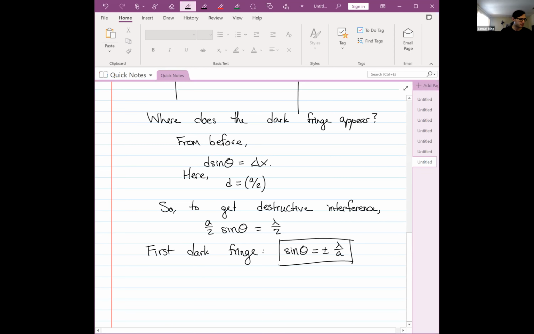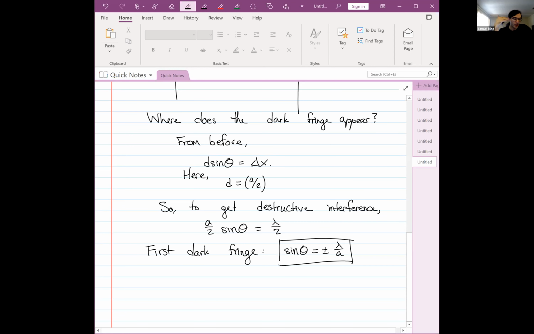So the next question is, where do the next dark fringes occur? So we're investigating dark fringes for the same reason we investigated bright fringes first last time. And it turns out that dark fringes are easy in this case to find, bright fringes are not. So, okay, like I said, we need to figure out where the next dark fringe is.